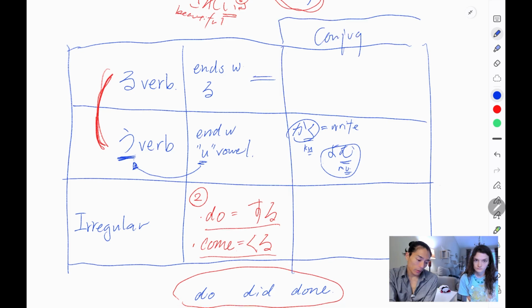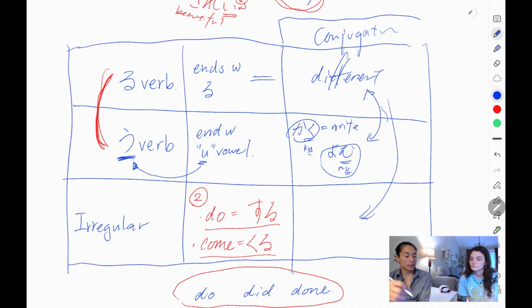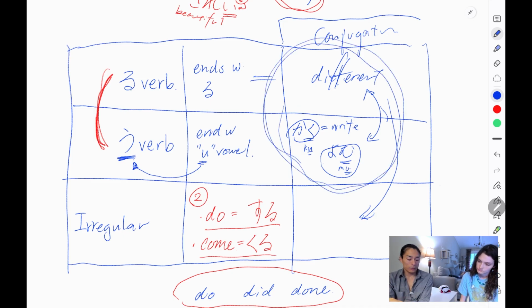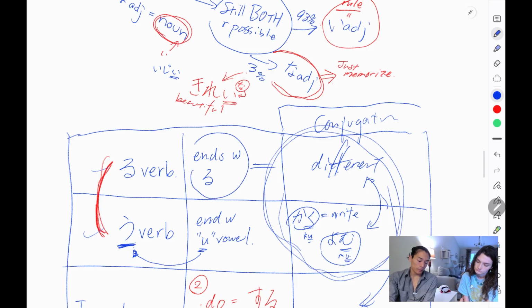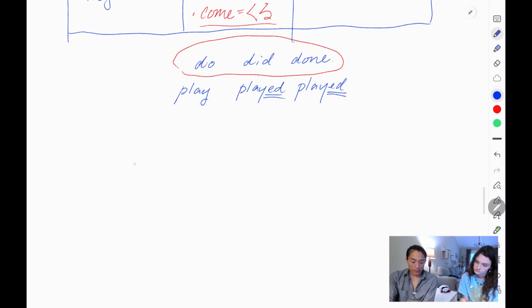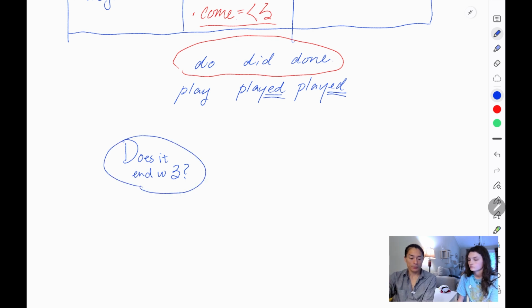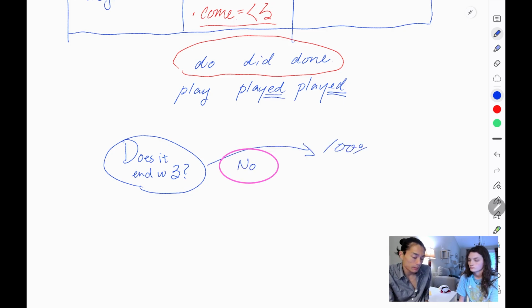Conjugation is different among these three groups. So that's why we'll have to know how to figure out between ru verb and u verb. Because ru verbs are those verbs that end with ru, the first question you want to ask the verb you want to use is, does it end with ru? There'll be two responses. If it's no, it doesn't end with ru, then 100% it's a u verb.